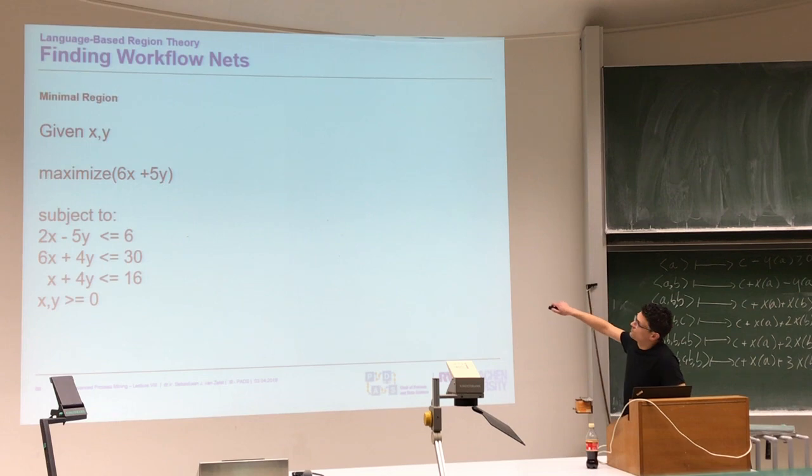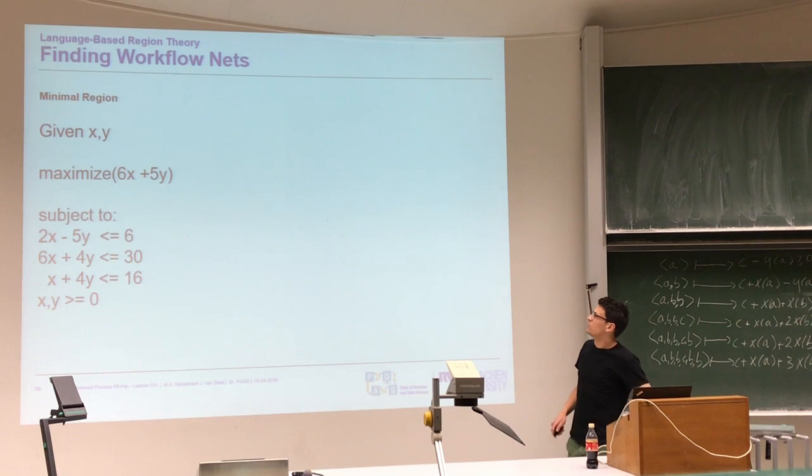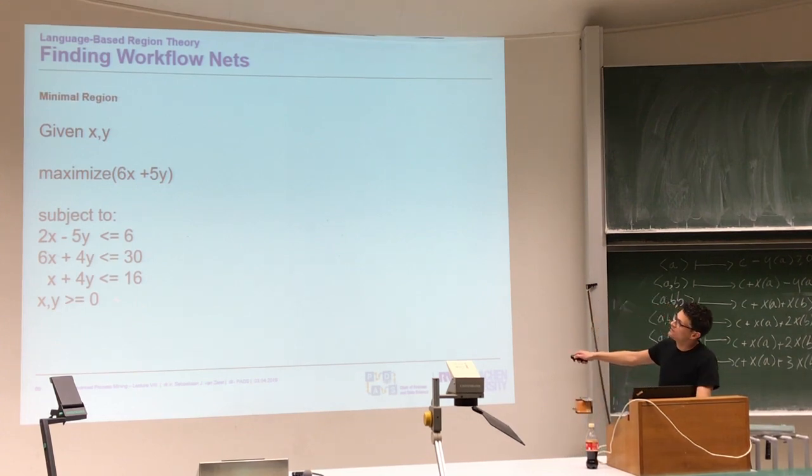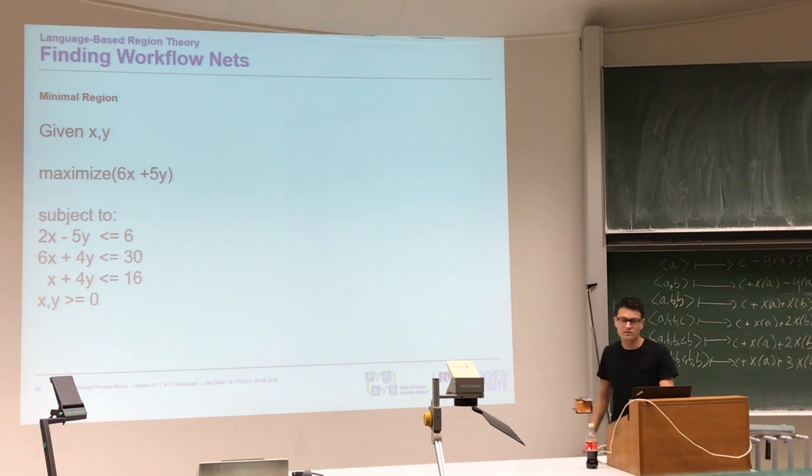Now, to quickly summarize how integer linear programming works, assume we have two variables, x and y, not to be confused with the variables I've been using so far, in a two-dimensional system, and we want to maximize 6x plus 5y, subject to the following rules. 2x minus 5y should be at most 6, 6x plus 4y should be at most 30, x plus 4y should be at most 16, and both have to be at least 0.